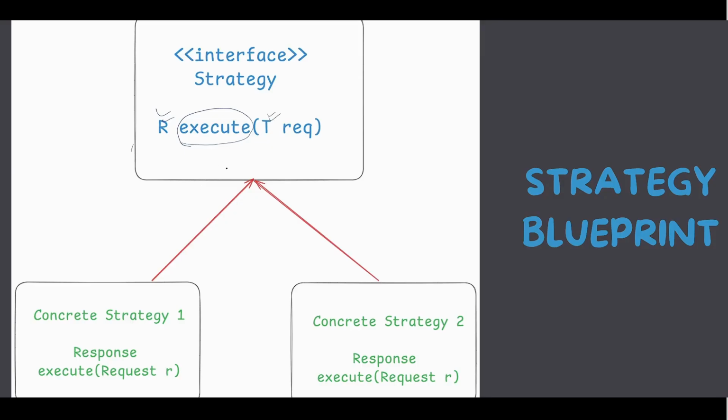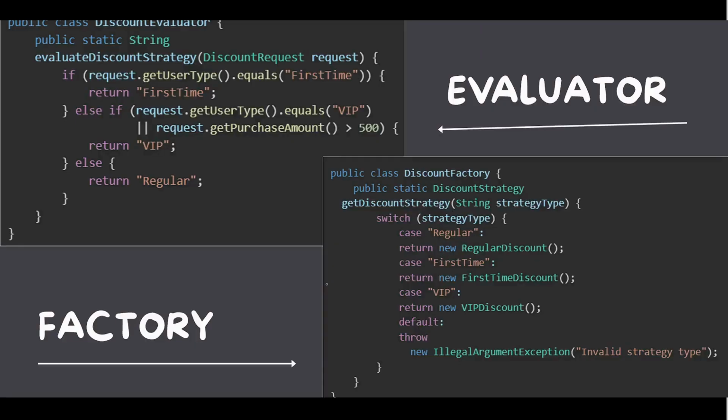And we have concrete strategies out of it. These strategies are the ones which implement this interface, providing us the response corresponding to the request. So in our case, it can be VIP offer calculator, or maybe first time user offer calculator. So these are the concrete strategies that we can have. And if we get into the code here, first of all, we'll see how we are defining our evaluator here.